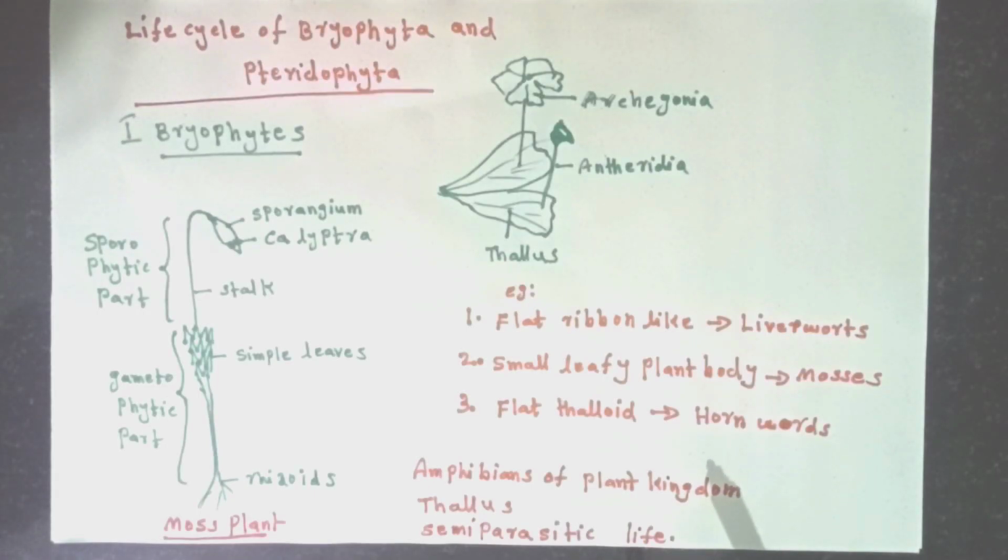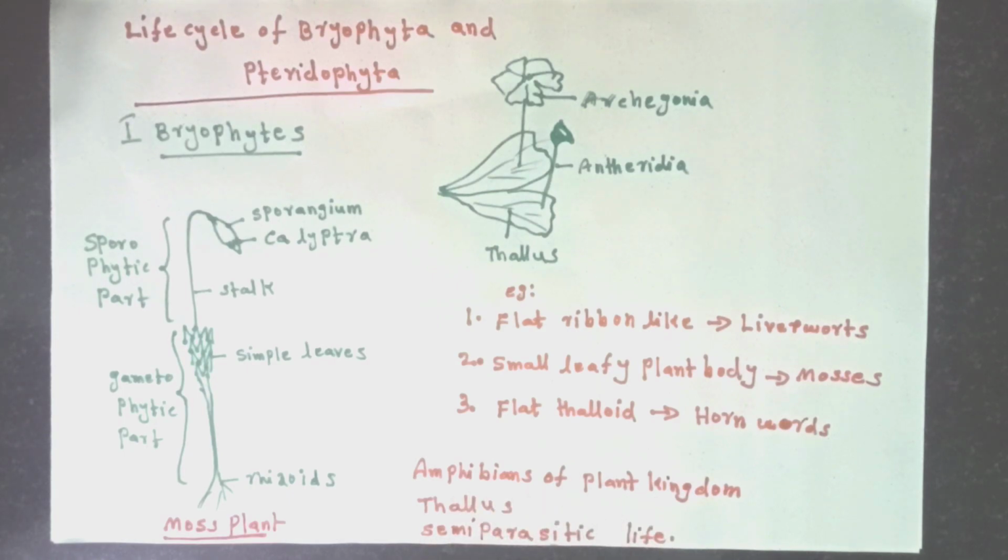Now we discussed bryophytes, pteridophytes and their life cycles. First we discussed bryophytes. Bryophytes are the amphibians of the plant kingdom because water is needed for completion of their life cycle. The plant body is haploid. True root, stem and leaves are not present, so the plant body is known as thallus.